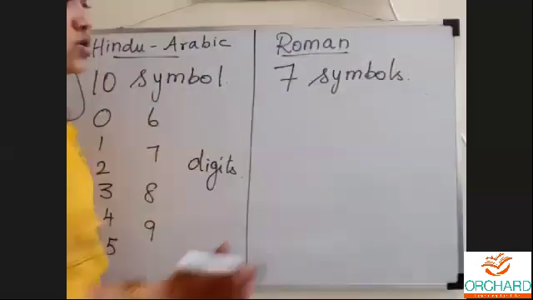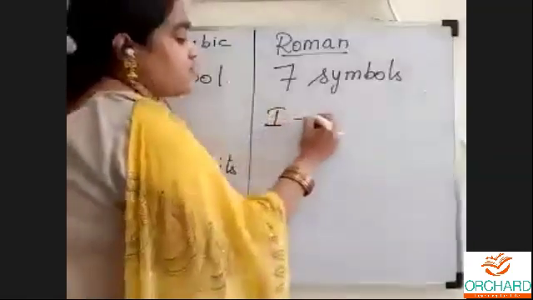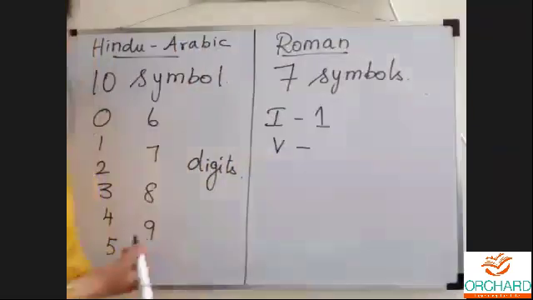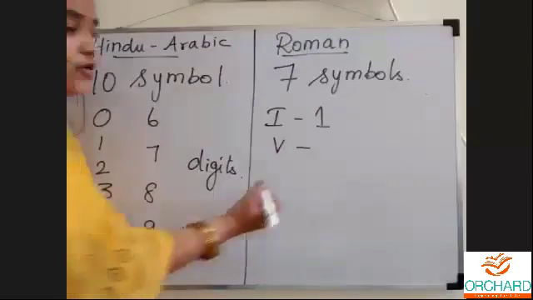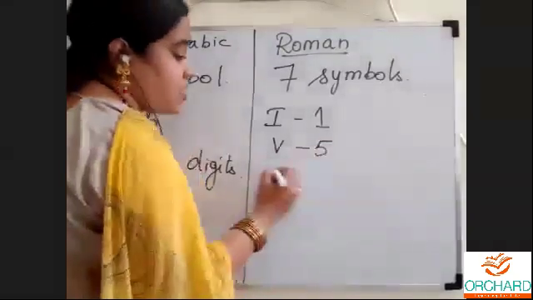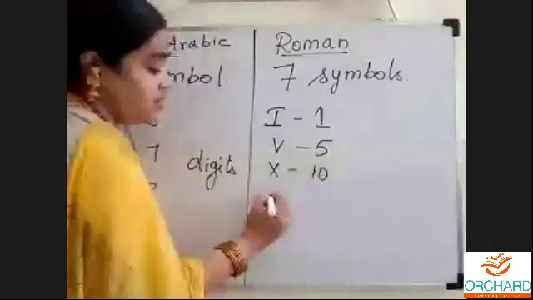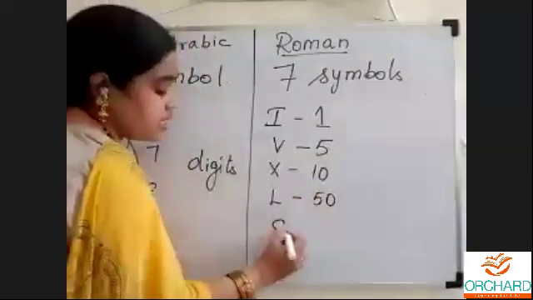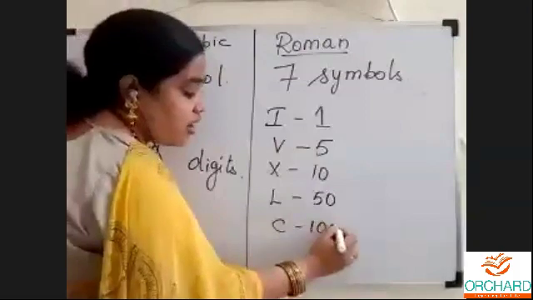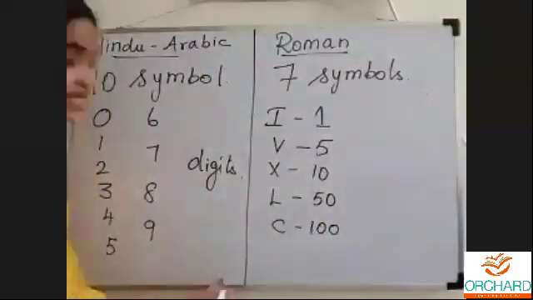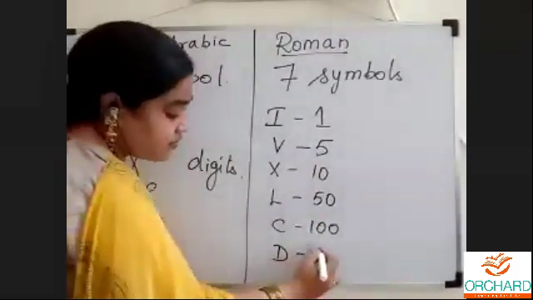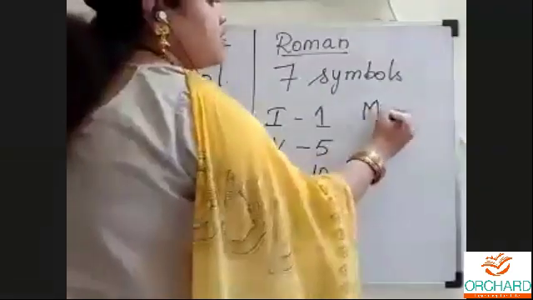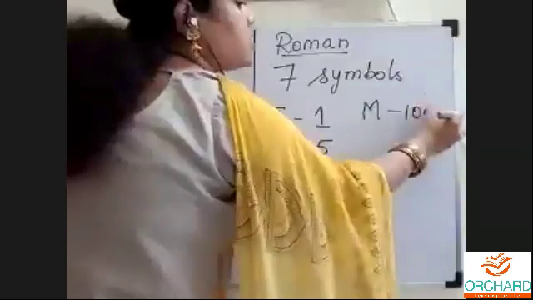Very good. So here I stands for 1, V stands for 5, X stands for 10, L stands for 50, C stands for 100, D stands for 500, and M stands for 1000.